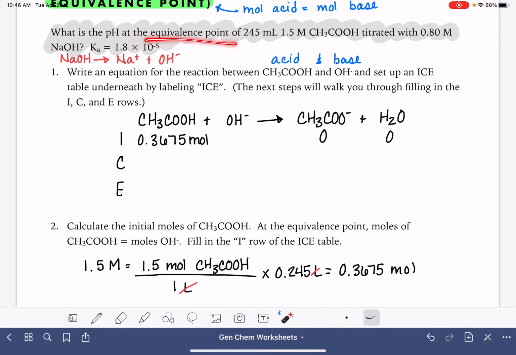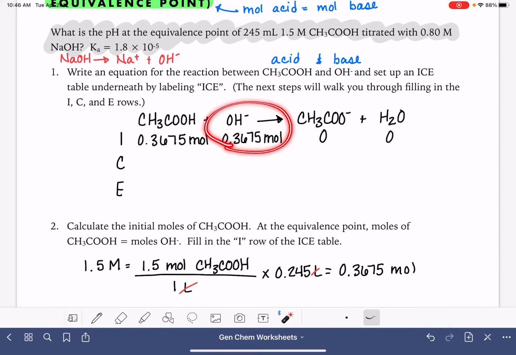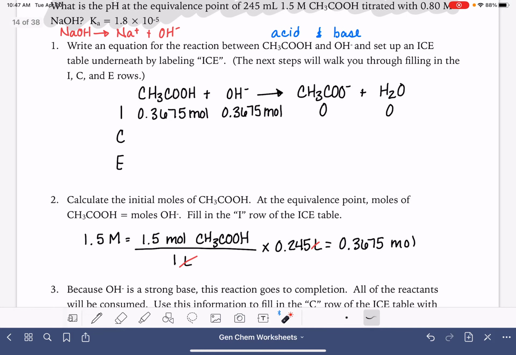Also, because this problem is saying that we're at the equivalence point, by definition, at the equivalence point, the moles of acetic acid are going to be equal to the moles of hydroxide. So we just know that these two numbers are equal to each other, again, because that is the definition of the equivalence point. With these problems, you're typically only going to have the information to calculate one or the other, and then you're just going to automatically know, because it's at the equivalence point, that these two numbers have to be equal to each other.